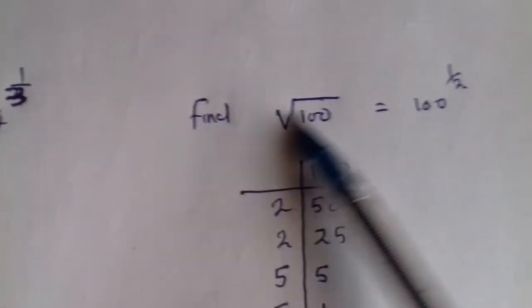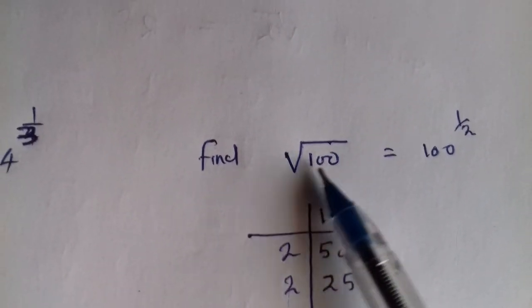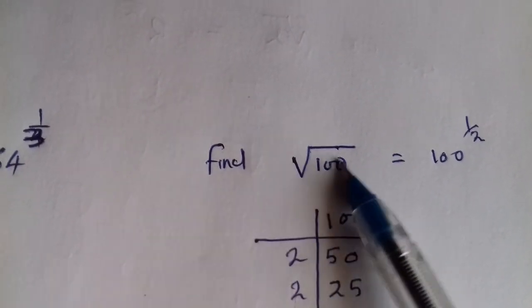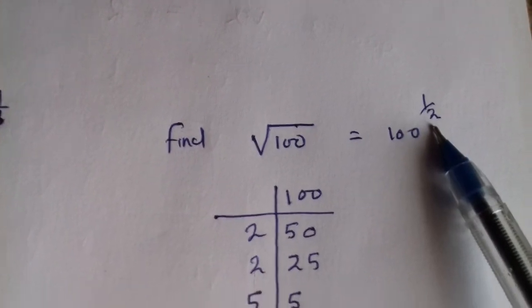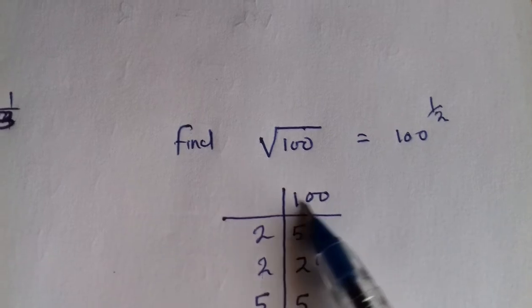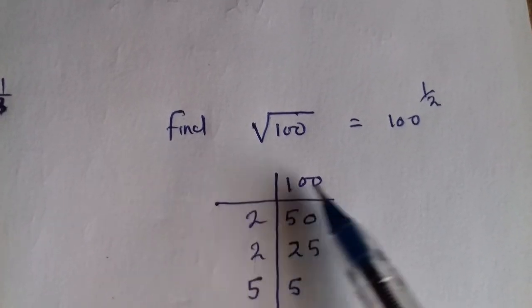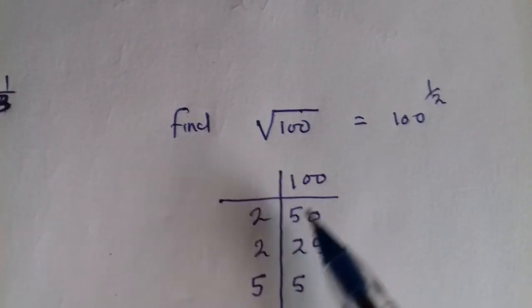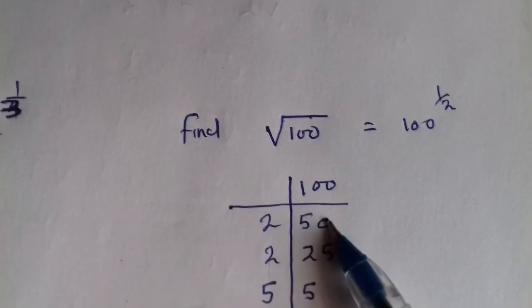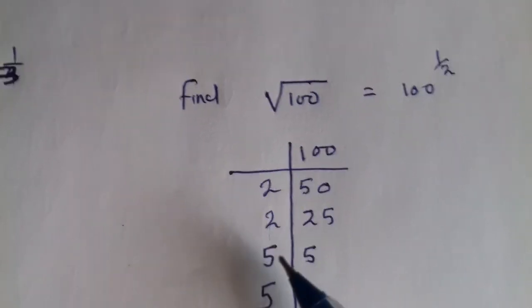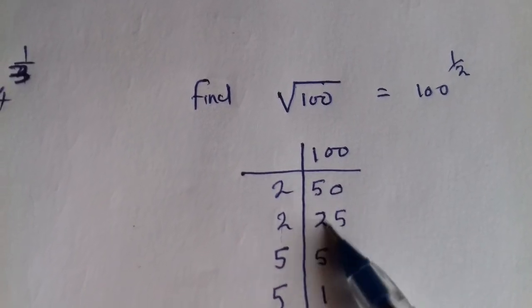Alright, let's go to the last one. Find the square root of 100. We know that here there is an invisible 2 and there is a power 1. So this can be written as 100 to the power 1 over 2. So you get your 100, write it down here. 2 can go into 100, yes. How many times? 50 times. Can 2 continue going there? Yes. 2 into 50, 25. And 2 cannot continue going there, so we change.